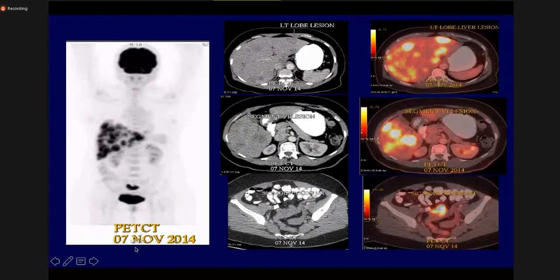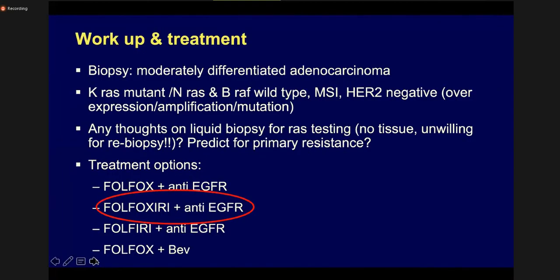So, as I said, this is just a case that we are using to discuss the issues. The biopsy showed a moderately differentiated adenocarcinoma. She underwent a molecular workup, which showed that RAS was mutant. All RAS testing was done. BRAF was wild type. MSI was stable. HER2 was negative. So let me start with the senior most of us all, Dr. Sham. Sir, would you want anything else done, or are you happy with this workup and we're good to go as far as therapy is concerned?